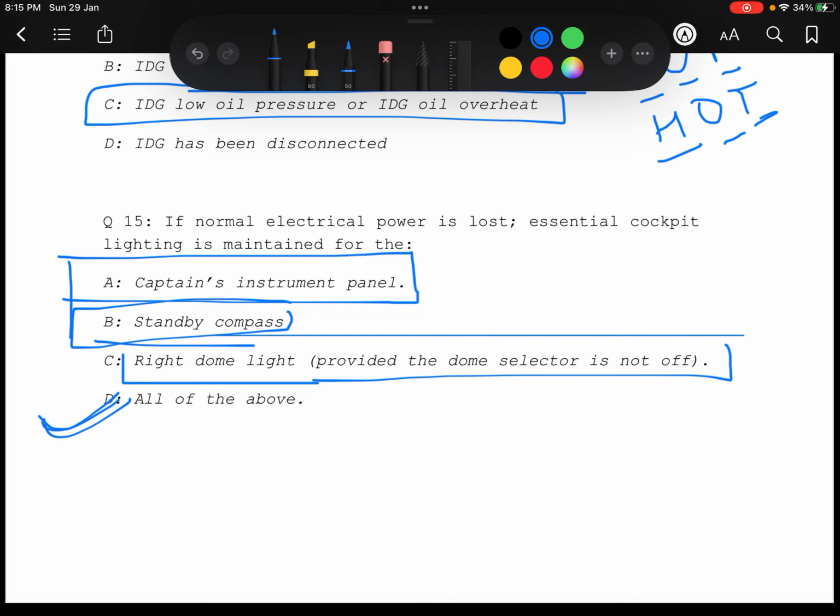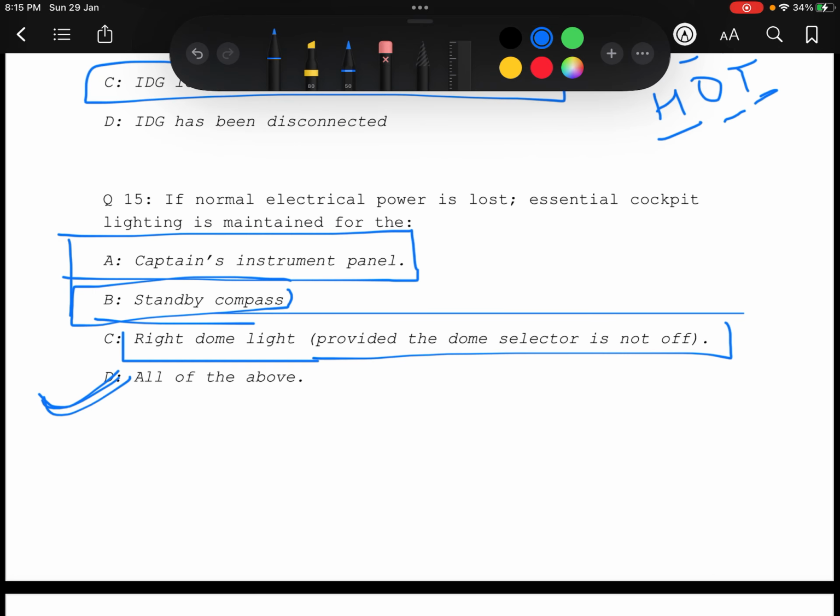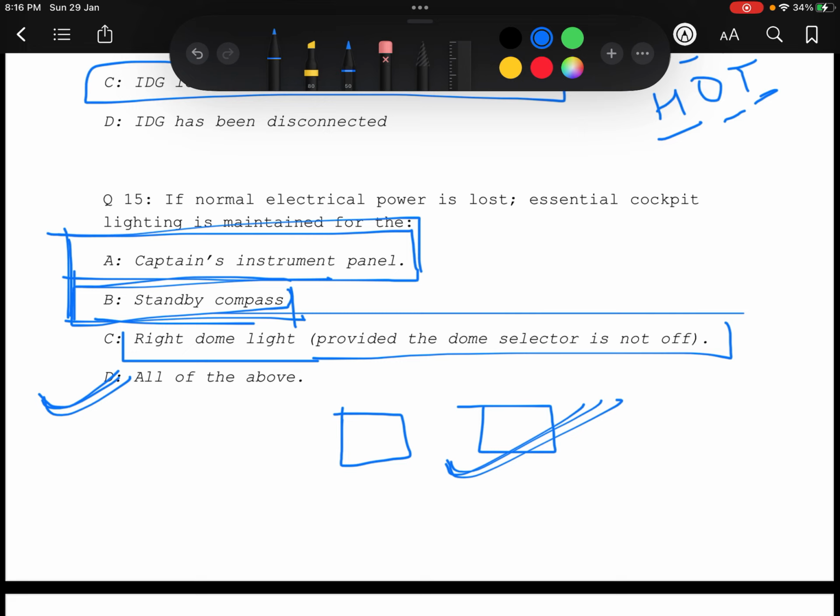You can find it in FCTM also, and I think you can find it in QRH also. Out of the two dome lights, one on the overhead behind the maintenance panel and this one on the overhead panel, the right hand side dome light is available during electrical power loss. We will have power at the standby compass, basically standby instruments, and the captain side instrument panel, PFD, right?